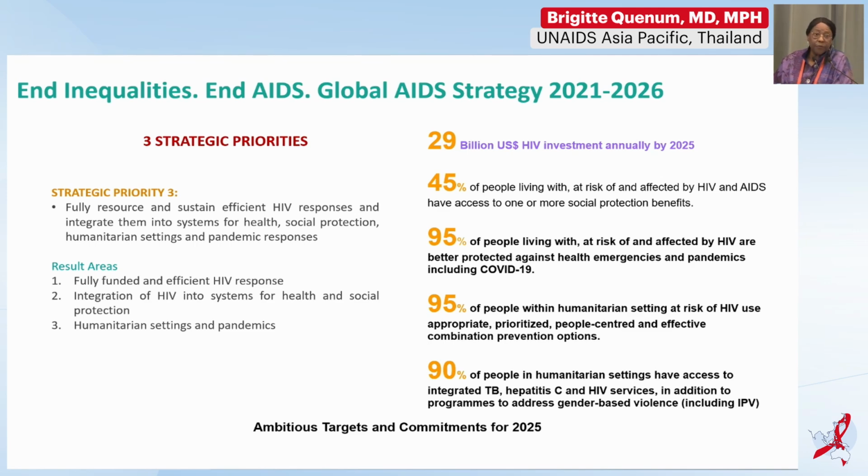We also have the 95 targets for people within the humanitarian setting who are at risk of HIV, and for the work around combination prevention options. So these are the targets, and you see also that integration of services, TB, hepatitis, and HIV services is also something important, and of course, it's also key to address gender-based violence among this group.